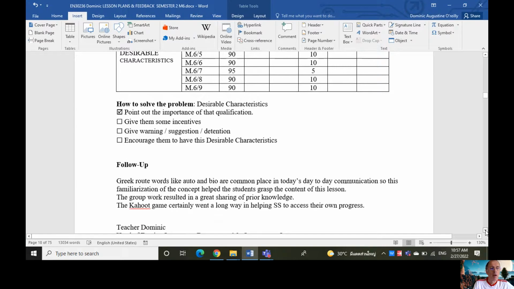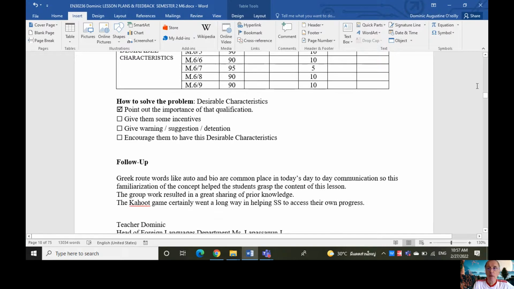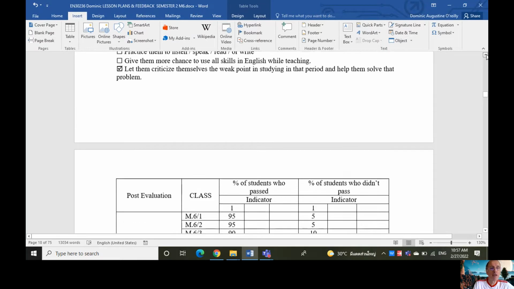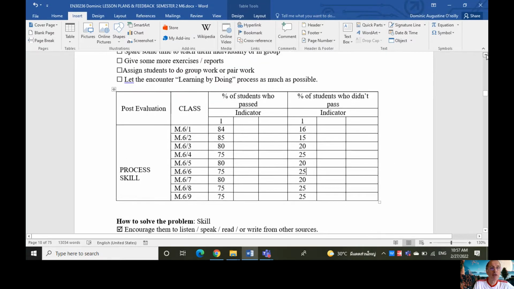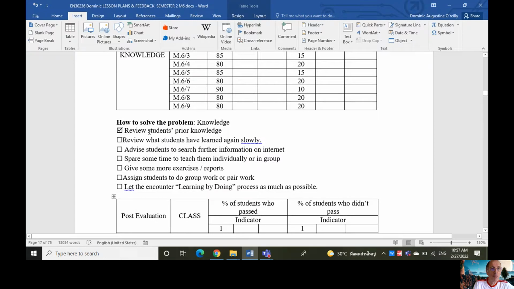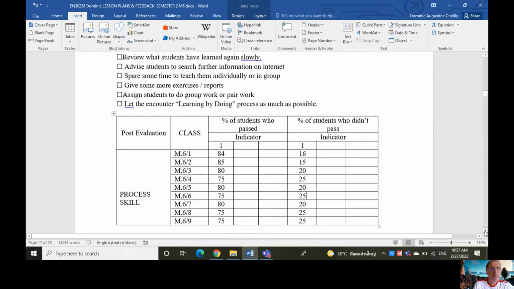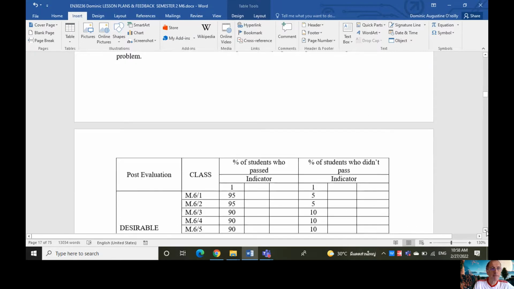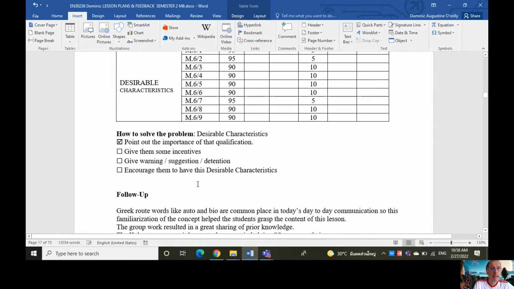Now, the follow-up should reflect what you have ticked after each section here. So review students' prior knowledge, and then encourage them to listen, and so on. Let them criticize themselves. Okay. And here, point out the importance of that qualification.